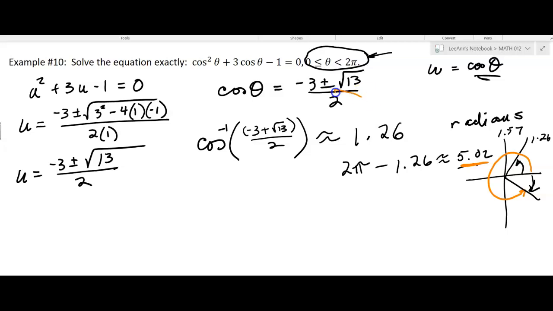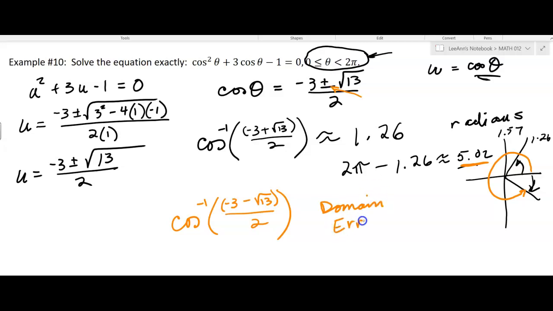But what about this minus sign? Couldn't that be a possibility? So now I'm going to say inverse cosine of negative 3 minus the square root of 13 over 2, and we'll see what we get there. All right, so let me clear this out. Inverse cosine, and then I have to open another parenthesis, negative 3 minus the square root of 13, close the square root parenthesis, close the numerator off, divide by 2, close it off, and I get a domain error. Domain error.